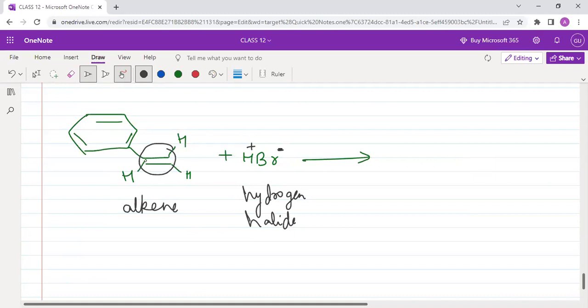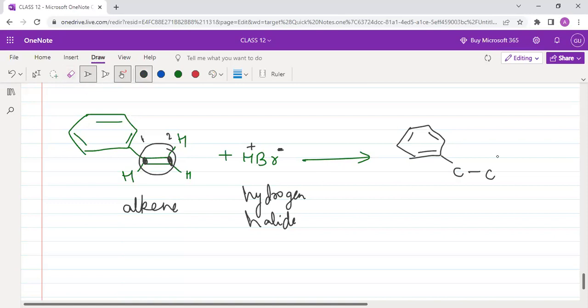So these are the two carbon atoms. Which one is having lesser number of hydrogen, carbon 1 or carbon 2? It's carbon 1, because carbon 1 is having only one hydrogen and carbon 2 is having two hydrogen. So the negative part of the molecule adds to that carbon atom which is having lesser number of hydrogen. And this double bond will get converted into single bond.